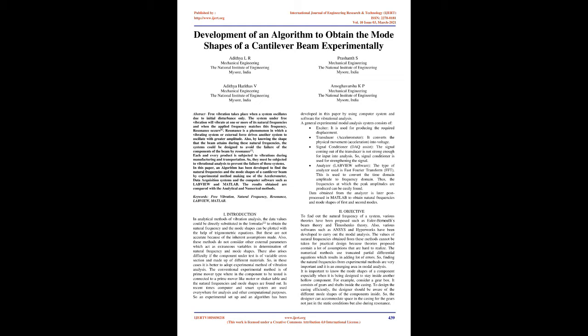Introduction. In analytical methods of vibration analysis, the data values could be directly substituted in the formulas to obtain the natural frequency, and the mode shapes can be plotted with the help of trigonometric equations. But these are not accurate because of the inherent assumptions made. Also, these methods do not consider other external parameters which act as extraneous variables in determination of natural frequency and mode shapes. There also arises difficulty if the component under test is of variable cross-section and made up of different materials. So, in these cases it is better to adopt experimental method of vibration analysis.